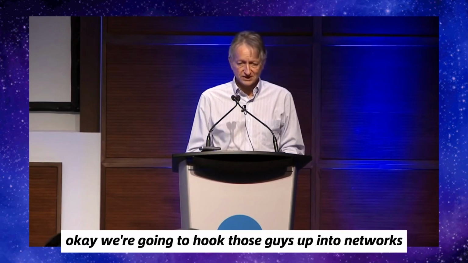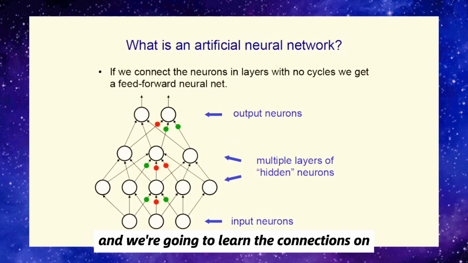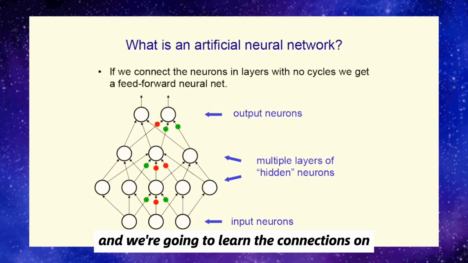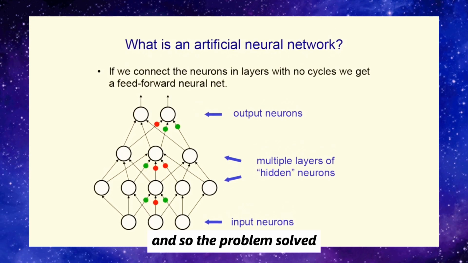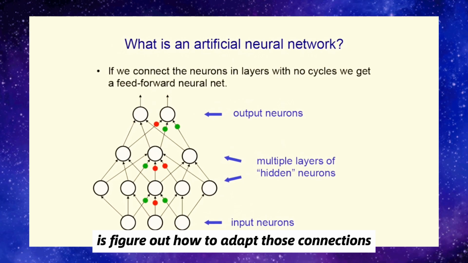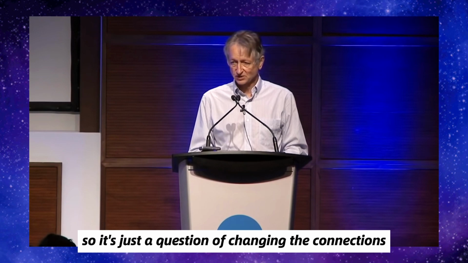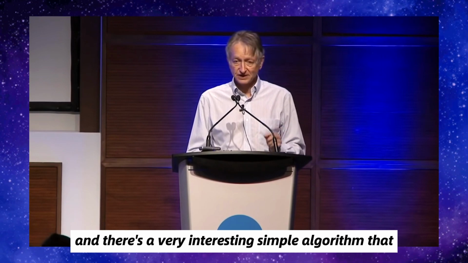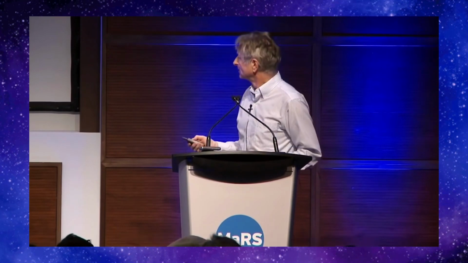Okay, we're going to hook those guys up into networks with multiple layers. And we're going to learn the connections on the inputs to the neurons in all the layers. And so the problem's solved now. All we need to do is figure out how to adapt those connections, and we're done, because these networks can do anything. So it's just a question of changing the connections. And there's a very interesting and simple algorithm that occurs to anybody who believes in evolution, which hopefully is most of you.